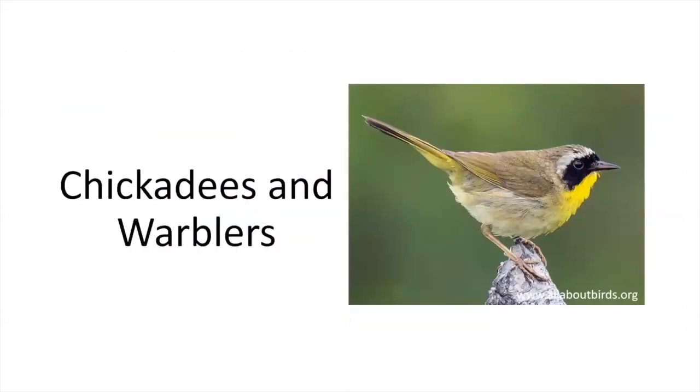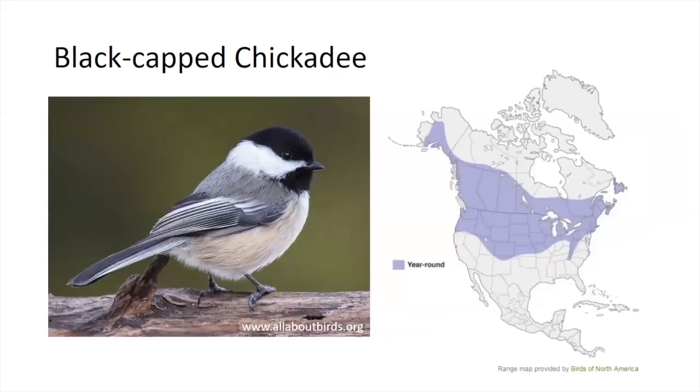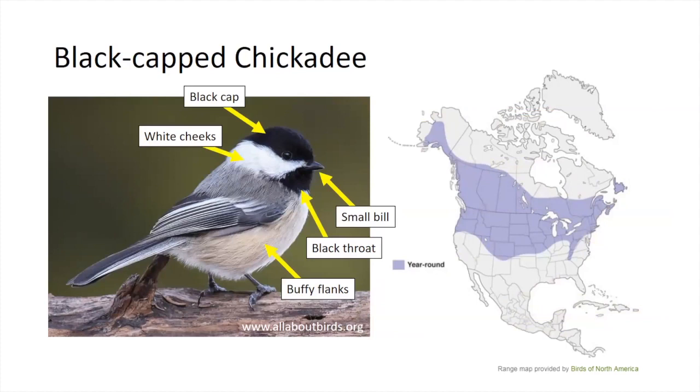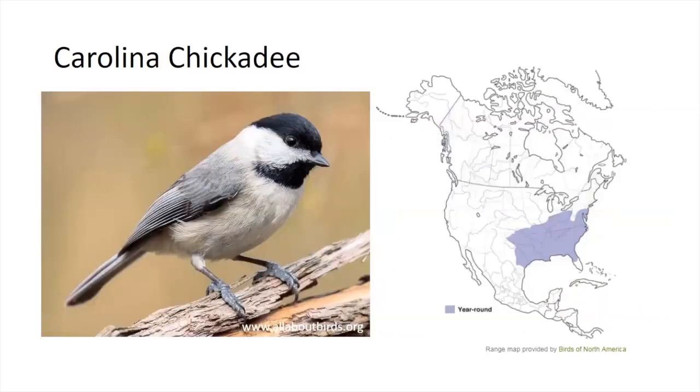Next are chickadees and warblers, which we'll just talk about 2 chickadees and 1 warbler for the sake of time. Though, of course, there are many beautiful warblers that you can find throughout the country. The first chickadee is the black-capped chickadee, which is distributed throughout the northern part of the country. He has a black cap, like his name implies, white cheeks, a very small insectivorous bill, a black throat, and buffy flanks.